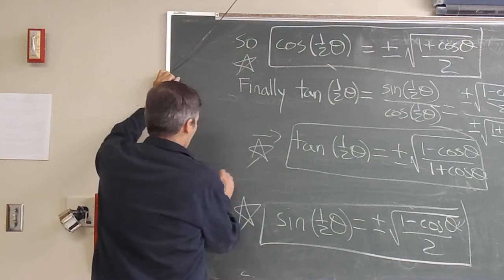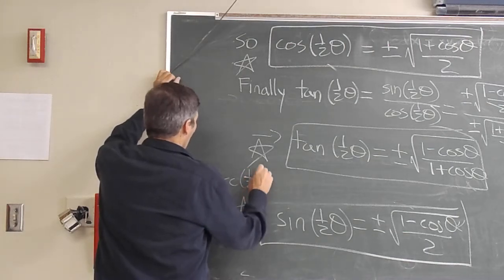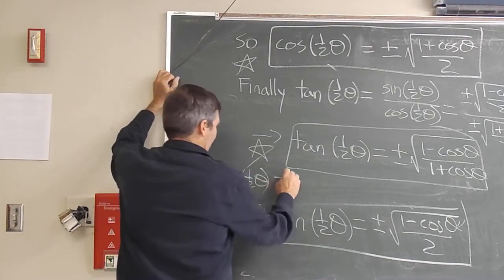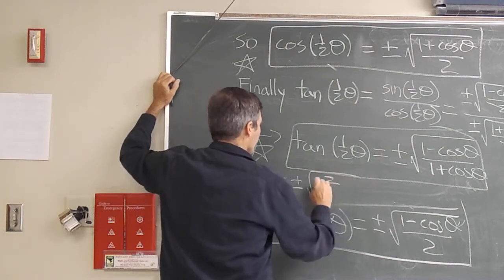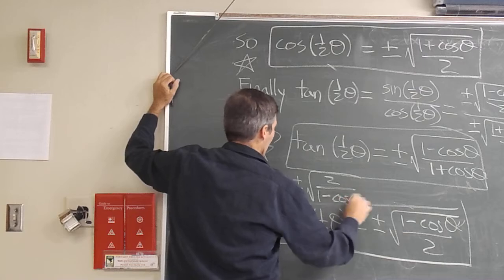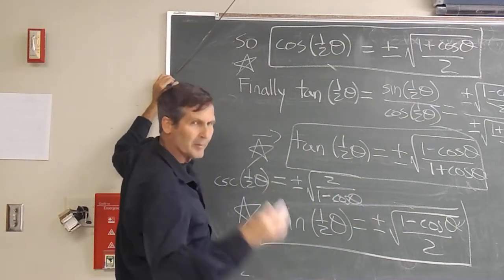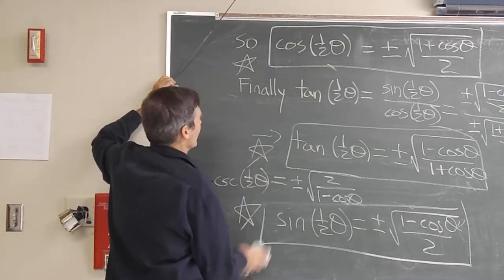For instance, if you want the cosecant of a half theta, one way to do it is to take 1 over the sine of a half theta. You turn this one upside down, write plus or minus square root of 2 over 1 minus cosine theta. So there are identities for those. We won't memorize those because we can always figure them out, right?